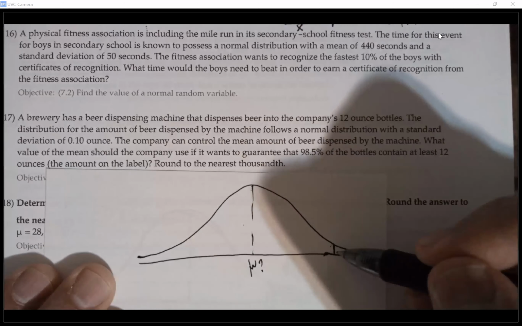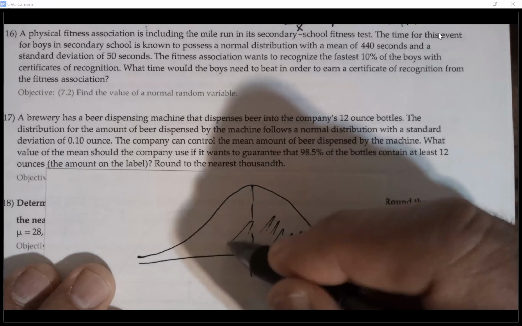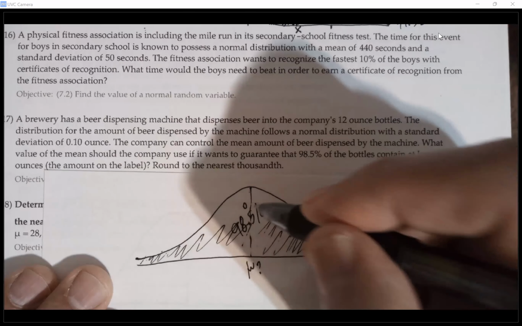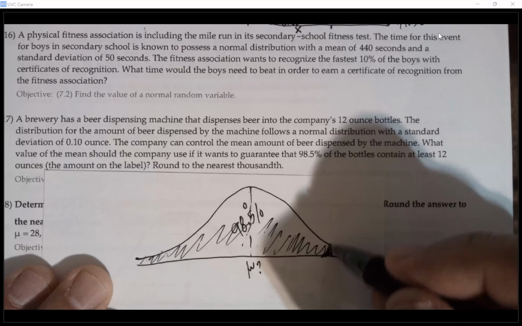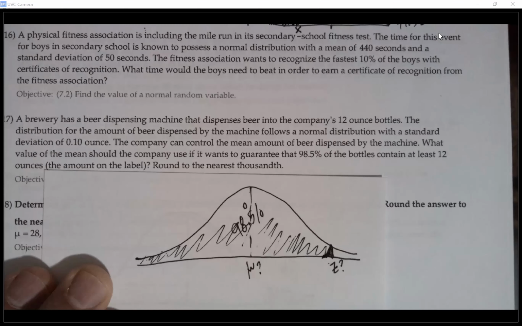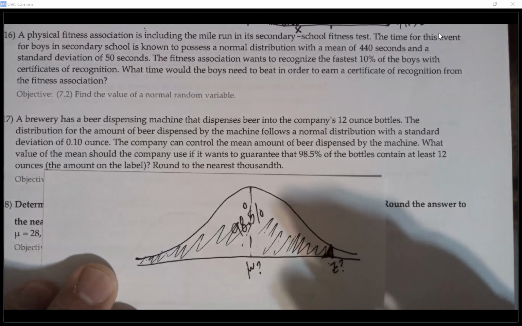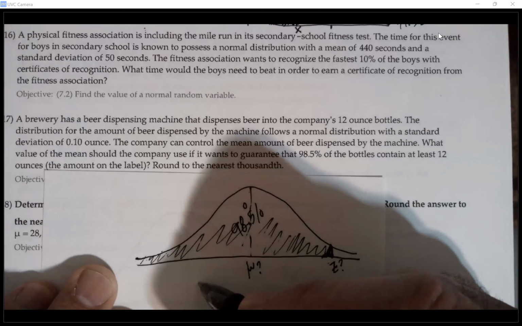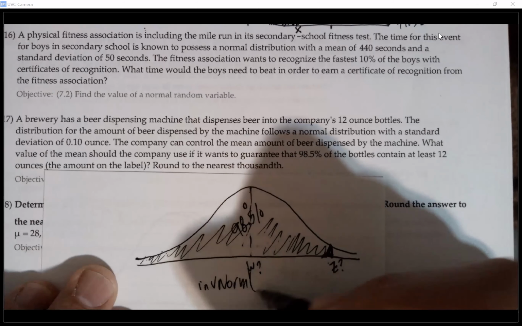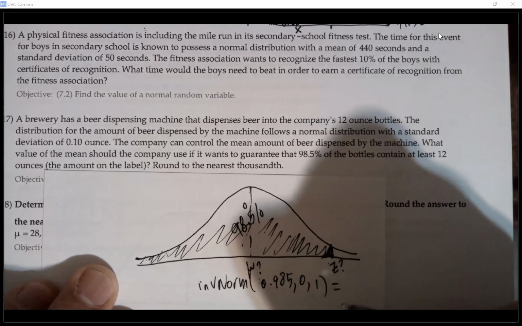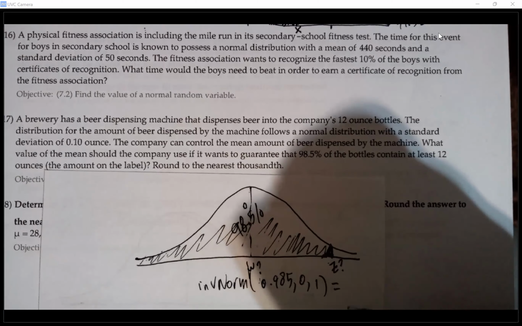We want 98.5% of the bottles to contain at least 12 ounces. Okay, what I'm going to do, I'm going to find, first of all, this value right here, the Z value, and then use the formula of the Z score to figure out what the mean is. So if I go to inverse norm and I put 0.985, comma 0, comma 1, I will get 2.17.